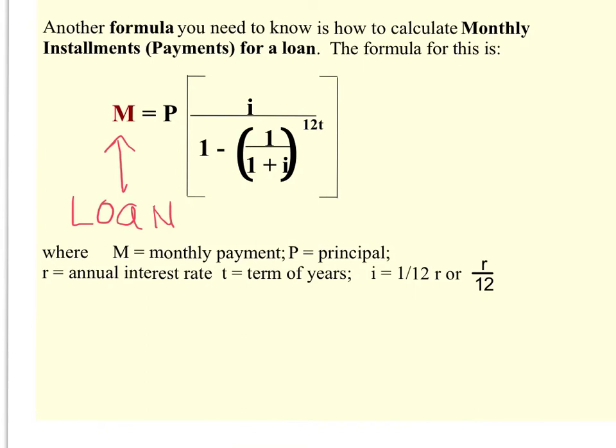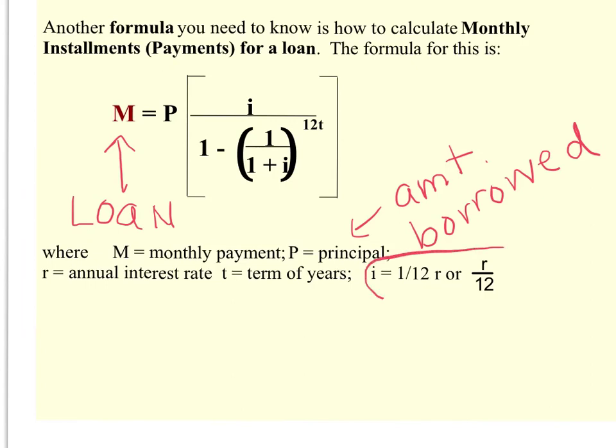P is your principal, and I talked about that already, but principal again is how much you borrow. So the amount borrowed is your principal, whatever your initial loan amount is. The little i is 1/12 of your interest rate, or your interest rate divided by 12, obviously the same thing. So you're going to replace all these little i's with your interest rate divided by 12.